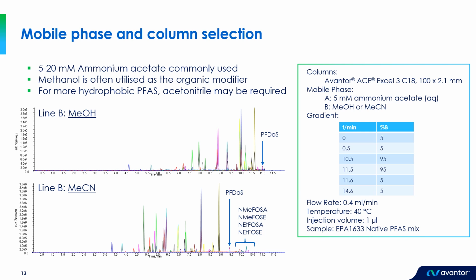You'll find that for many methods, methanol is used as the organic modifier, but some of the more hydrophobic PFAS will need to use acetonitrile instead, and this is demonstrated in these chromatograms. Here we have 40 PFAS compounds separated under the same gradient conditions using either methanol or acetonitrile as the organic. You can see in the case of methanol, the final compound eluting is perfluorododecane sulfonic acid or PFDoS. However, when we switch to using acetonitrile, we can see there are actually a few additional PFAS components within the sample that weren't eluted with methanol. And so if you're looking to detect a broad range of PFAS, including some of the more hydrophobic ones, you're going to want to consider using acetonitrile.